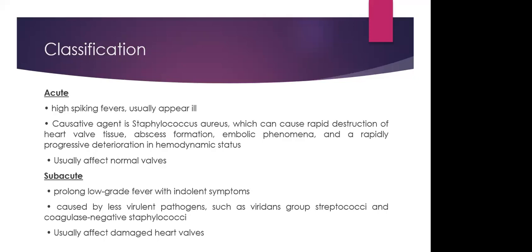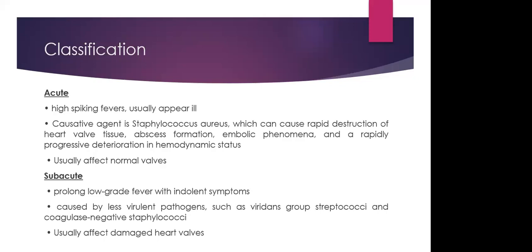So this infective endocarditis can be further divided into acute and subacute. If let's say the patient has acute IE, he or she will present with high spiking fever and usually appears ill. This acute IE will affect a normal valve and the causative agent is Staphylococcus aureus, which can cause rapid destruction of the heart valve tissue, abscess formation, embolic phenomena, and rapidly progressive deterioration in hemodynamic status.